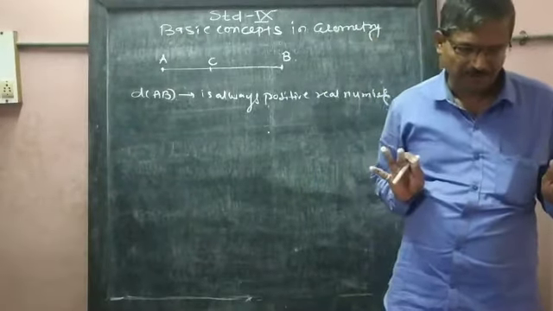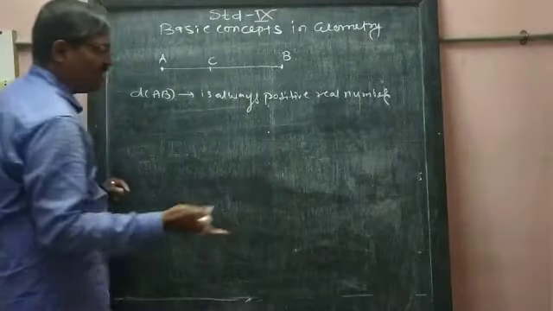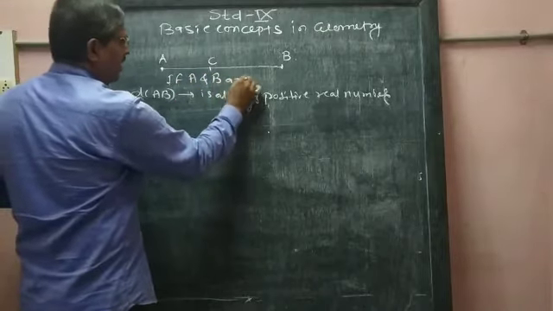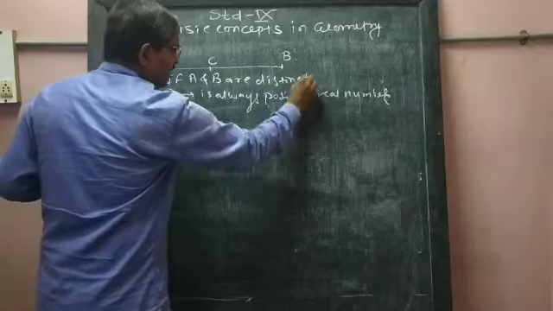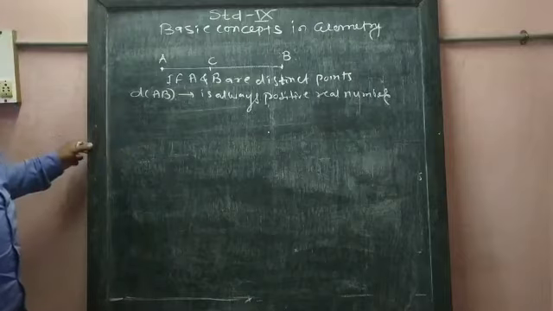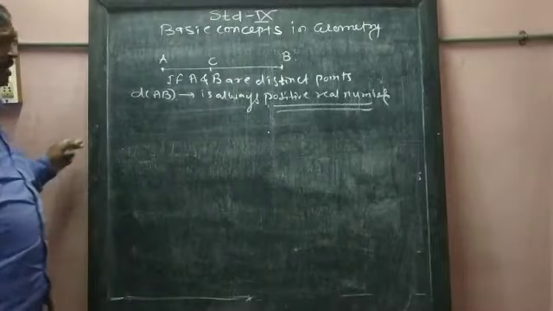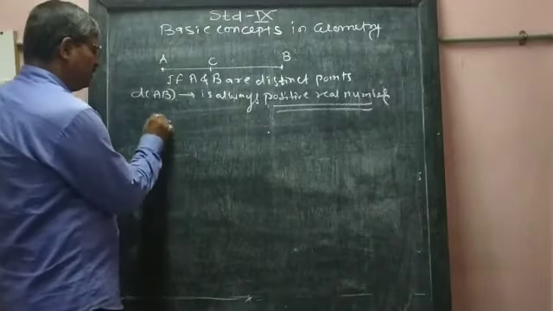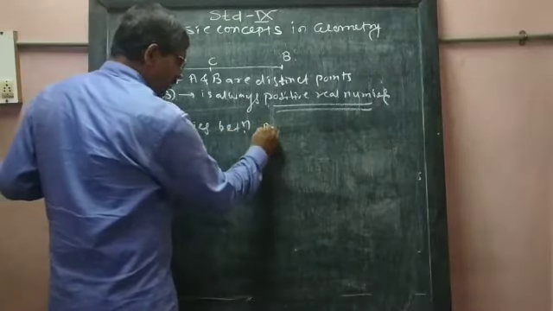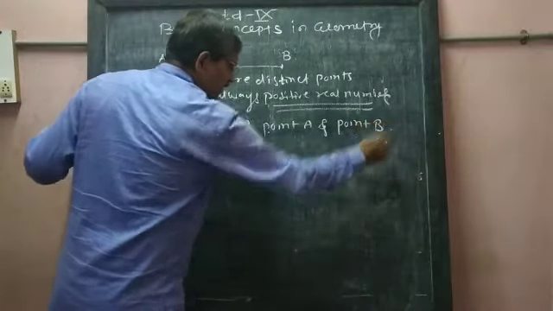Height is never negative. In a similar way, the distance between 2 points, if A and B are distinct points, means these 2 points are different. Then the distance between them is always a positive real number. Now suppose C lies between point A and point B. Then what will happen?